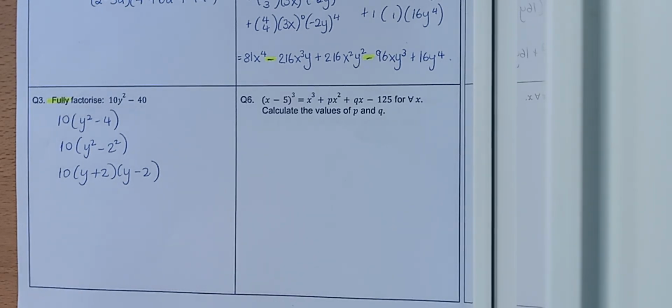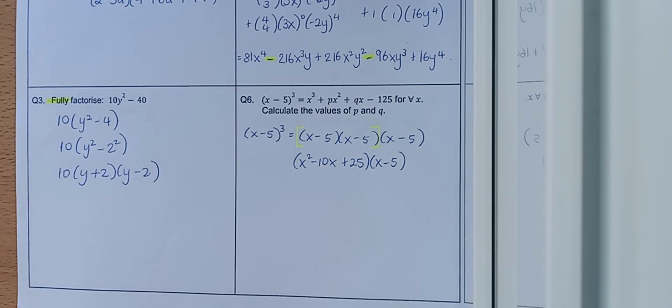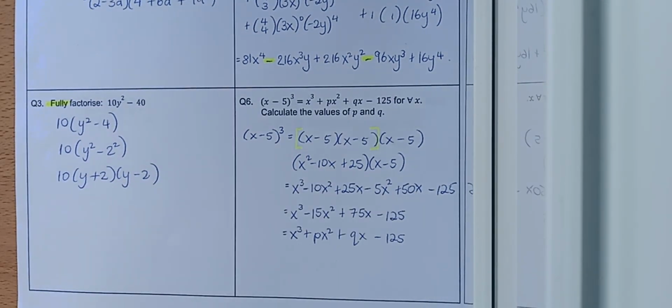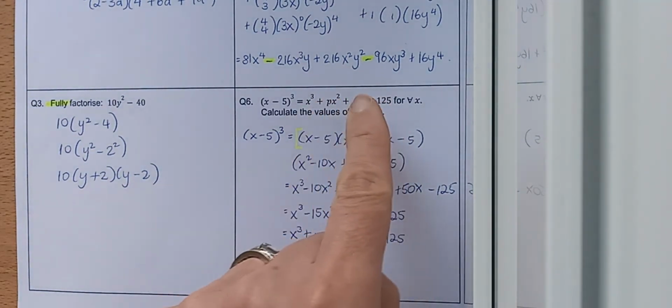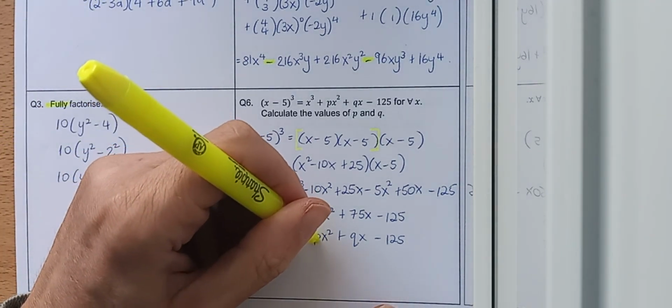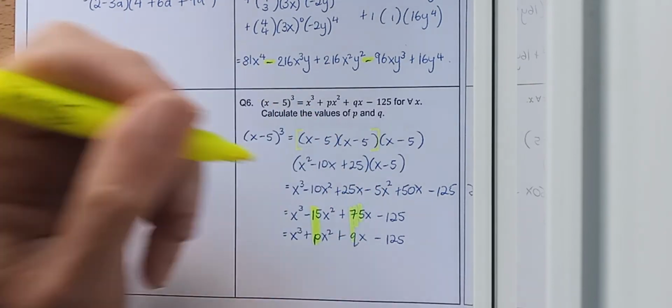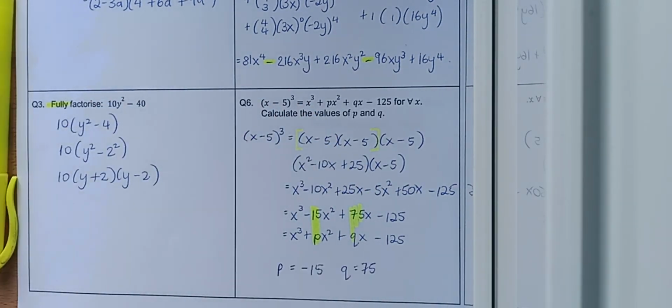So I'm going to multiply out x minus 5 by itself 3 times. Again, don't forget, if you're doing this, don't try to do all 3 in one go. Take it 2 at a time. So I'll do x minus 5 times x minus 5 first of all, and then I'll multiply out one more time. And I can see pretty clearly there when I write in the right-hand side x cubed plus px squared plus qx minus 125 directly underneath what I'm after getting as my result, I can see that the p value is the coefficient of x squared, the q value is the coefficient of x. So p equals minus 15 and q equals 75.